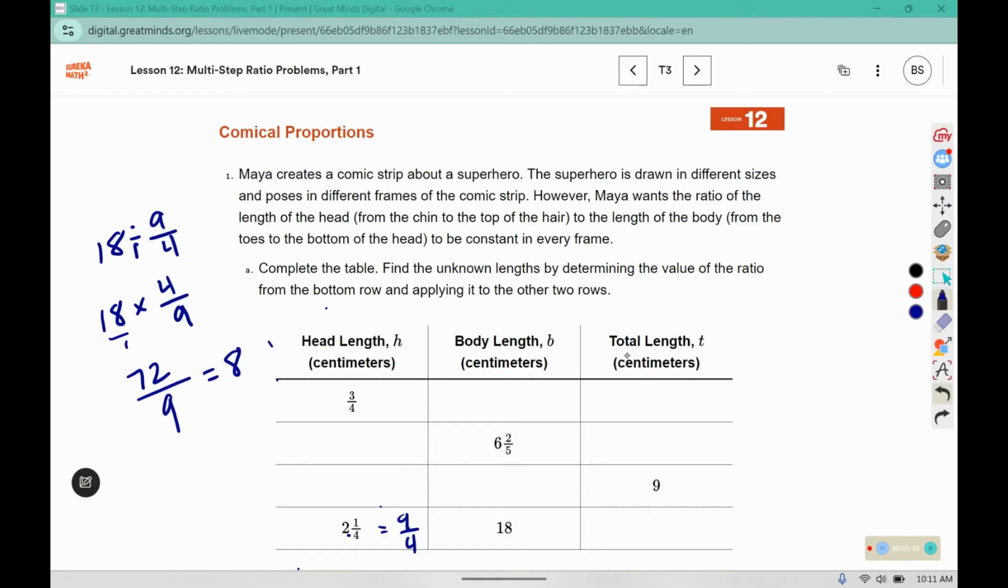Okay, we also need to find the total. So to find a total, we're going to add the head length and the body length together. 18 plus 2 is 20, and then we have that extra fourth. Now to figure out this measurement, we are going to multiply by that constant of proportionality, but to go this way in the table, we will need to divide by that constant.